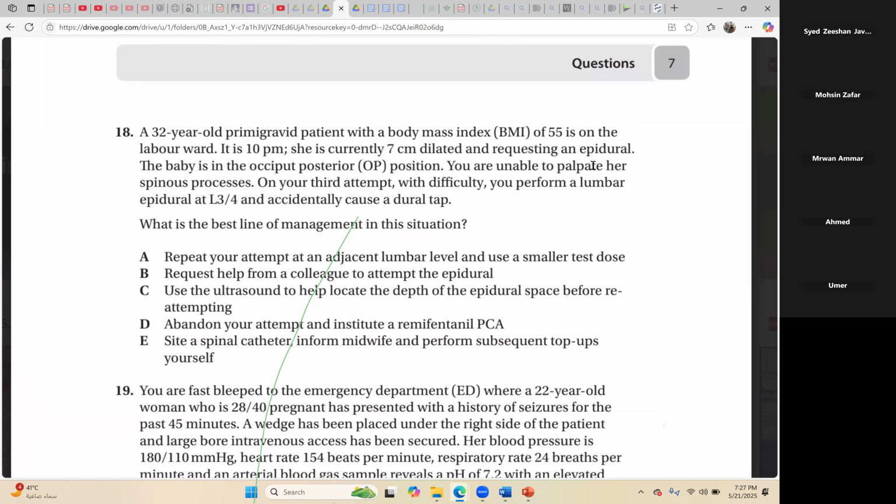Another point which they have written is the occiput posterior position, about which I have no idea. So if you can, have some points about this. Usually in our exams, the common position they ask about is breech, which we all know. So maybe you can have some information about different positions. These are the maximum things you can extract from this question.